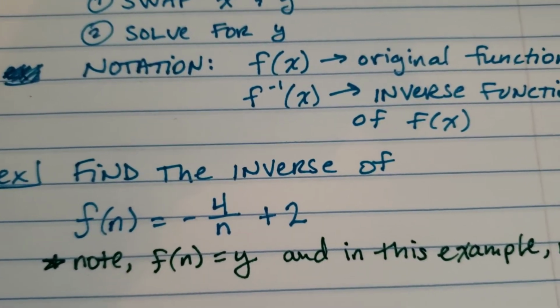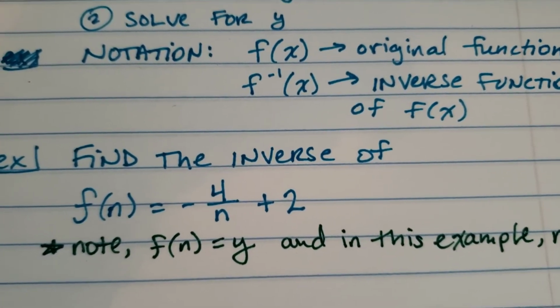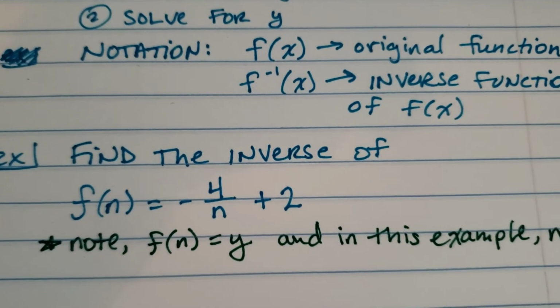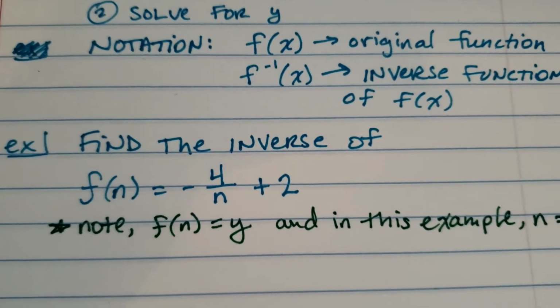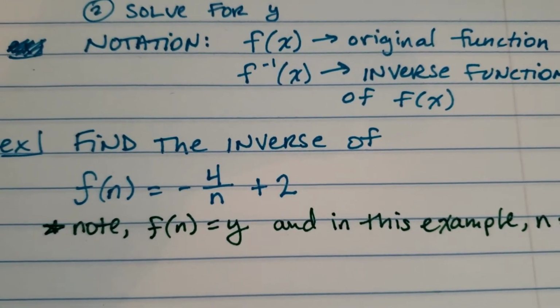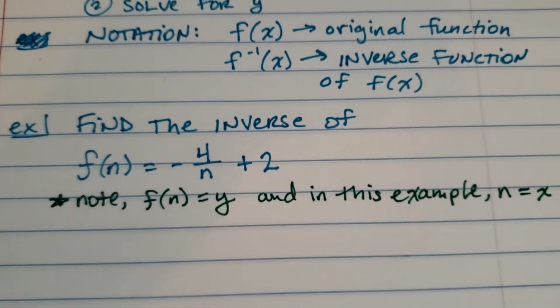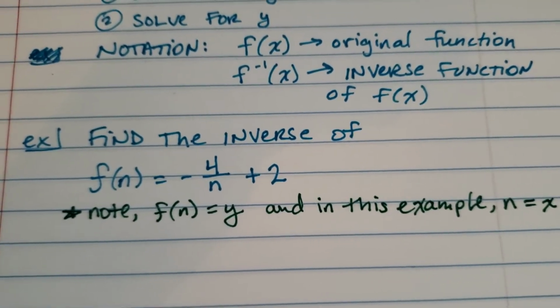So here's an example. This is one of the ones that's in the assignment, and it's one of the ones I went over in the Google Meet yesterday. Find the inverse of f of n, which is equal to -4 over n plus 2. Also, there's a little note down there. F of n is equal to y.